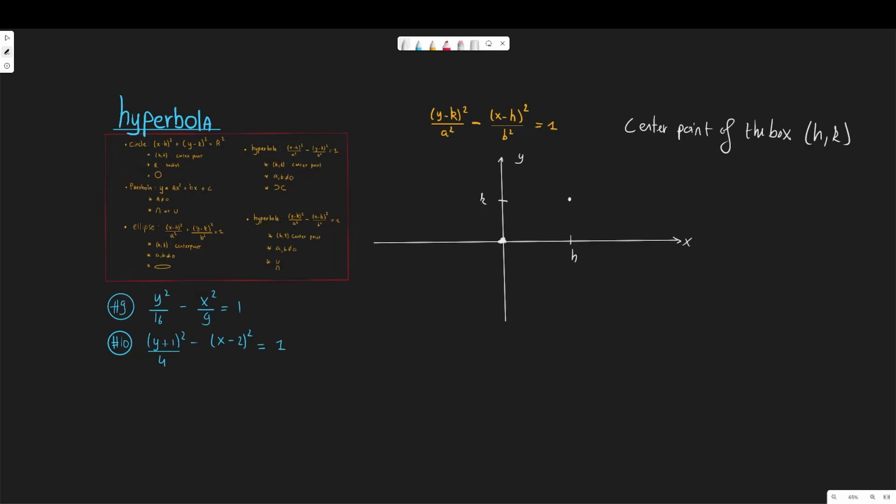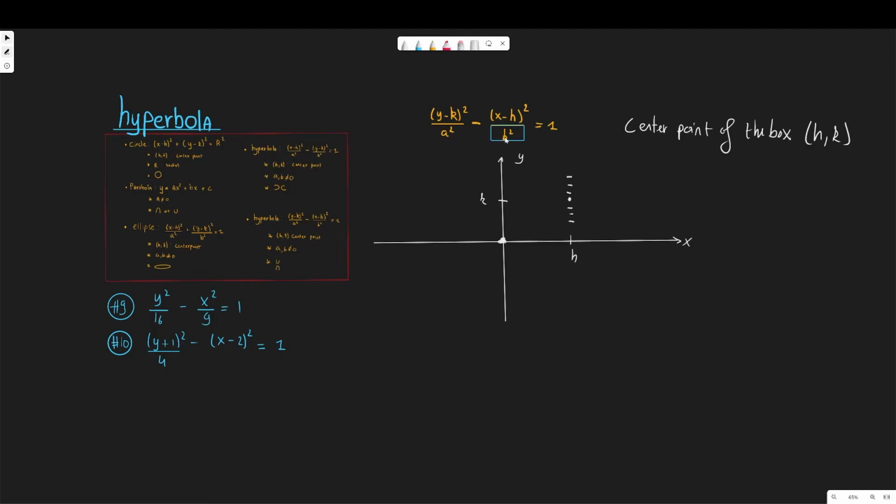So now we have to find the length of the box. Right over here we have that a is underneath the y. That means we have to go a steps in the y direction. So let's do that. Let's say in this case that a is equal to 3, so 1, 2, 3, which is the same as a, going in the y direction, and then going a steps in the opposite direction, so 1, 2, and a. And this will be the ends of our box in the y direction.